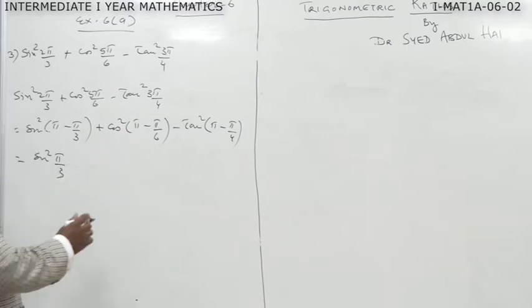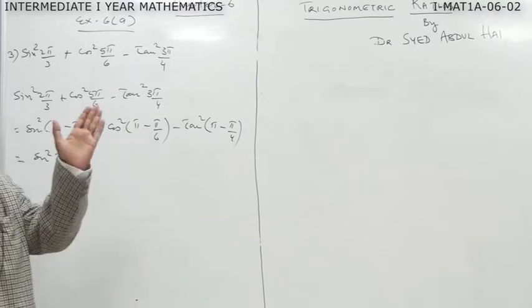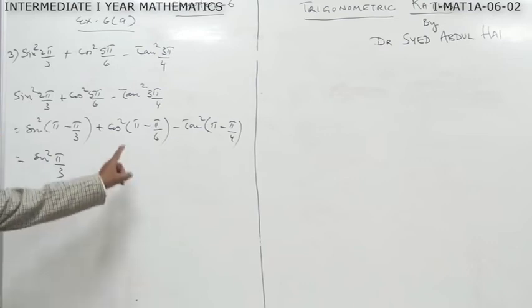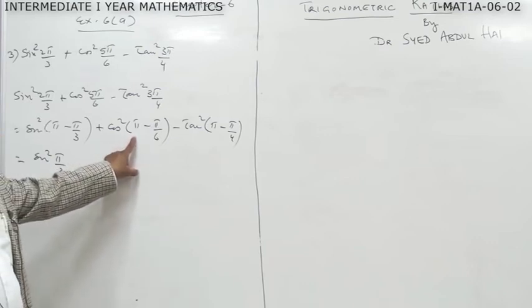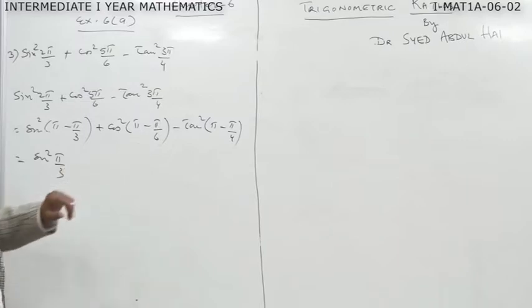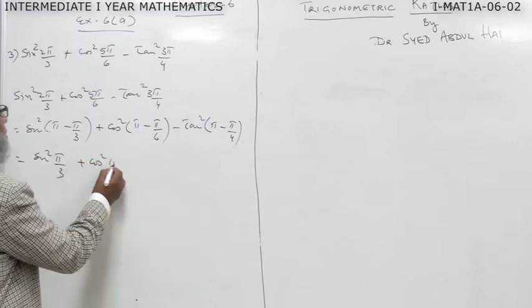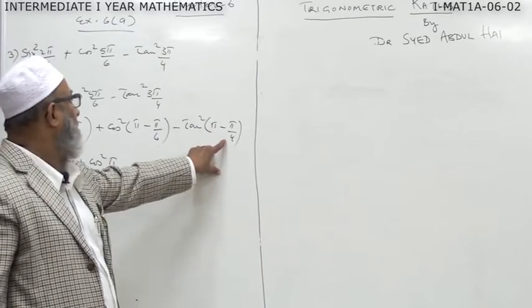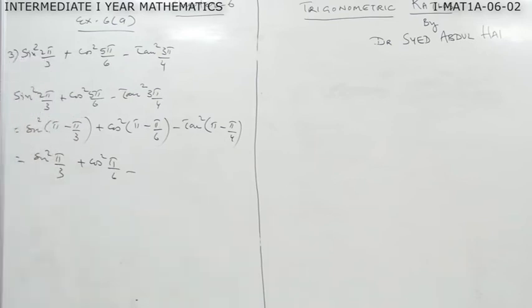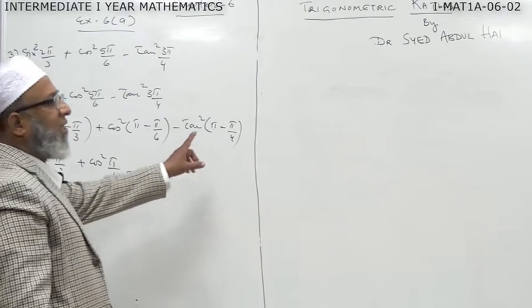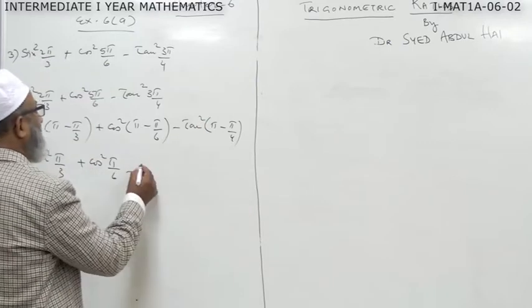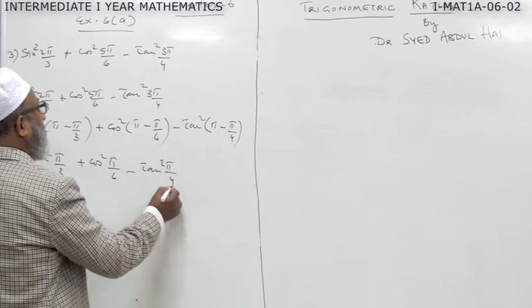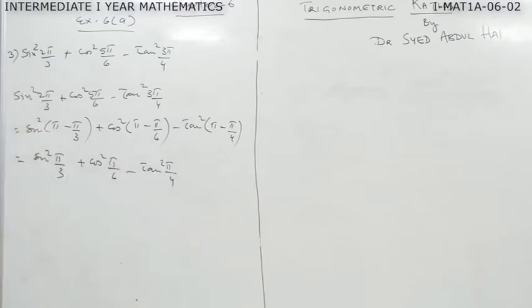That is sin square pi by 3 plus cos square pi by 6. Cos of 180 minus theta is minus cos theta. In the second quadrant, sin is positive and cos is negative, so it remains cos square pi by 6. Minus tan square pi by 4: again 180 minus theta, sin is positive, therefore tan is negative. Tan of 180 minus theta is minus tan theta. So the minus becomes plus, and we get tan square pi by 4. Is it clear? Sin square pi by 3 plus cos square pi by 6 minus tan square pi by 4.